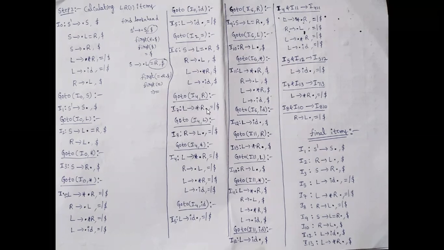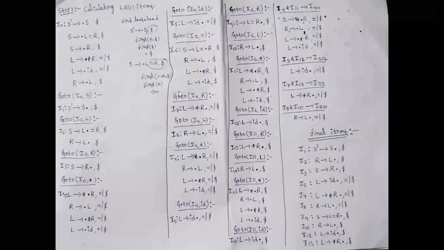So L produces star R dot. After the dot, is there any terminal or non-terminal? There is no terminal and there is no non-terminal, so no need to expand the production. So I6 is completed. We are naming the new state name, that is I7. Why? Because this production is not repeated in this state, so we are naming a different state name. So I6 is completed, we are naming the I7.